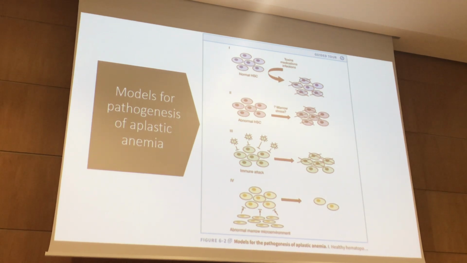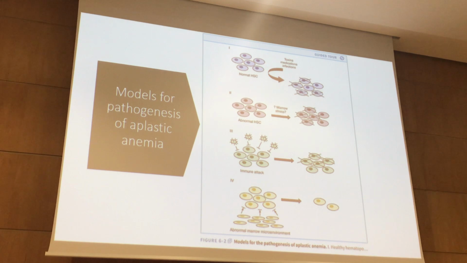The first one is, as you see, there are normal hematopoietic stem cells, and by a direct attack on the cells, such as toxins or other drugs or infections, whatever, there is a destruction of the hematopoietic stem cell. The second one, there is an underlying disorder of the hematopoietic stem cells, and with some stress of the bone marrow, the cells again are destroyed. The third one, there is an immune attack. There are antibodies directed against those hematopoietic stem cells, which results in aplastic anemia.